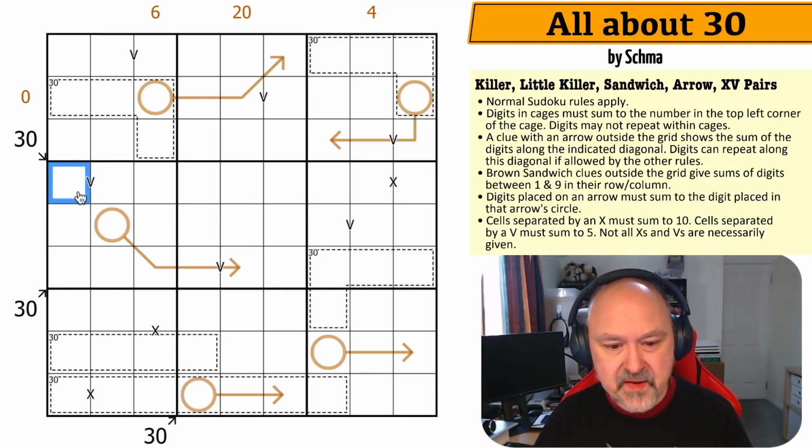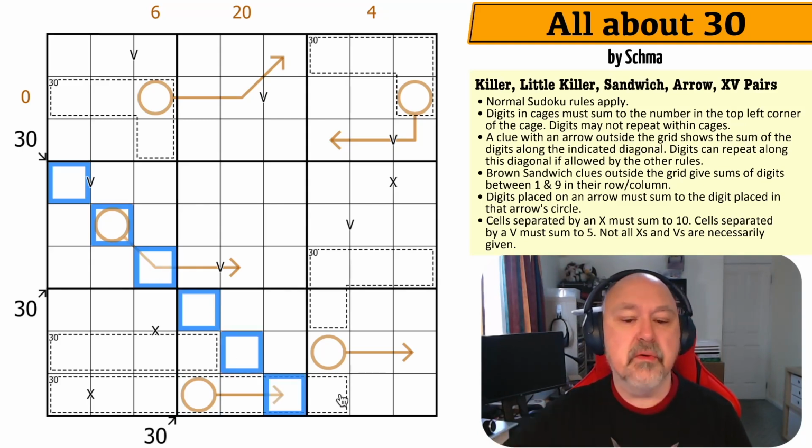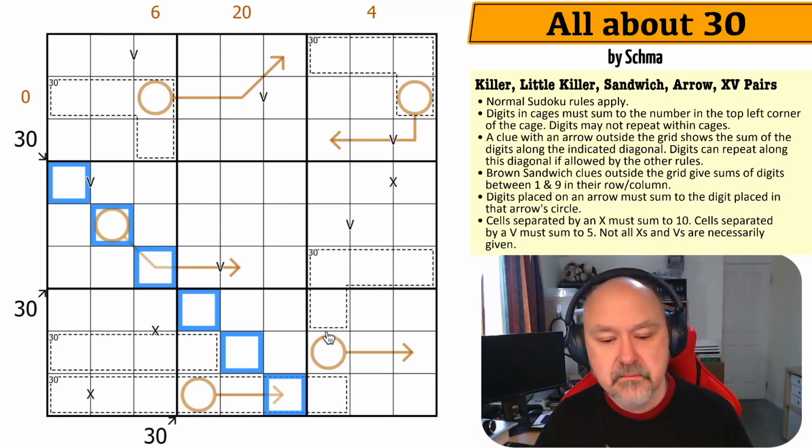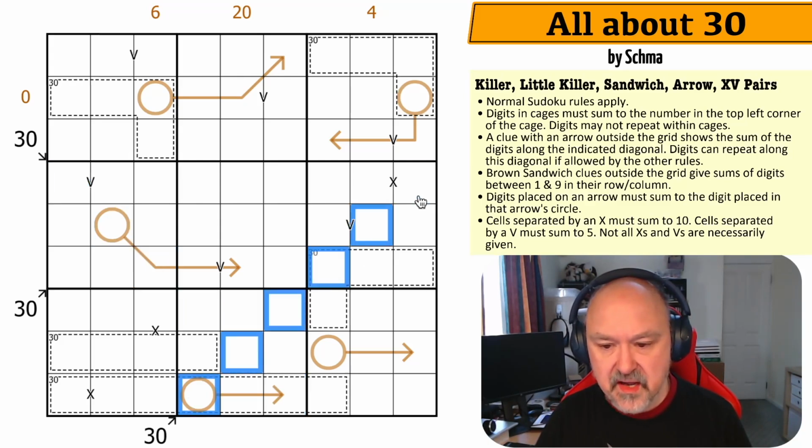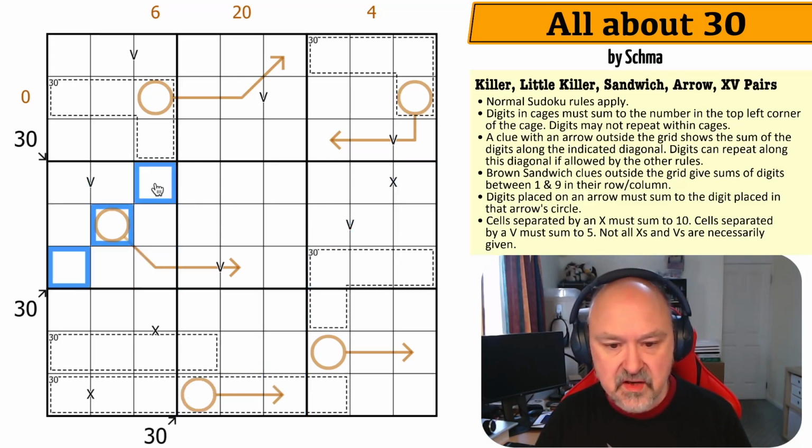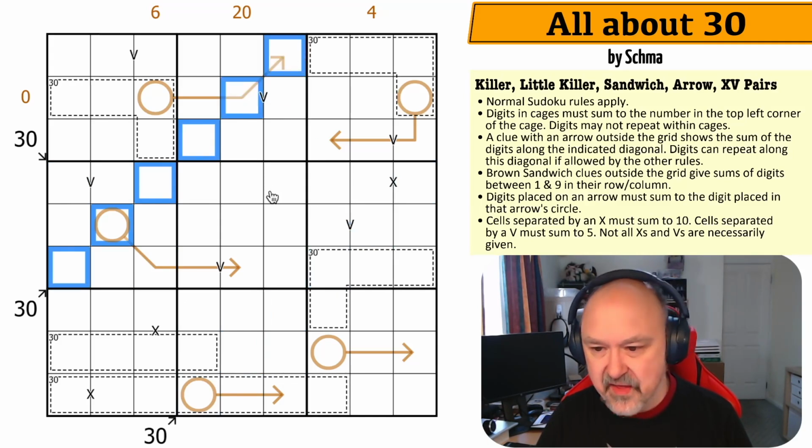But anyway, that means that the sum of these digits will be 30, and digits may repeat along those diagonals. Not will, may. So that's worth noting. And same is true along here, and the same is true along here. So those are all 6 digits, not that one, and that one. So we'll see how that one goes.